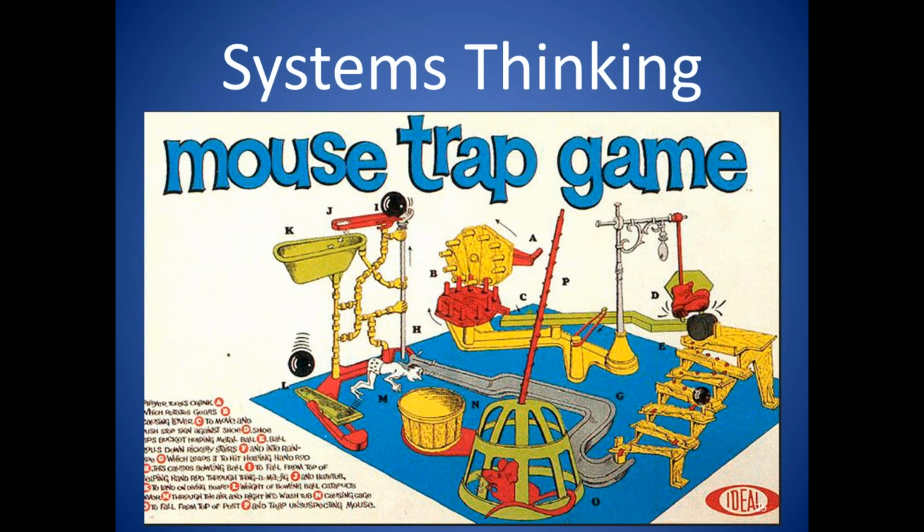Some of you probably owned this game when you were little kids. I went to a store recently to check, and it's still available. All of the things in the illustration are pieces of plastic that you assemble as part of the game, the mousetrap game. And basically, this reflects a system. If you go to the center, I don't know if you can see my cursor as I move it around, but I'm pointing at part A.